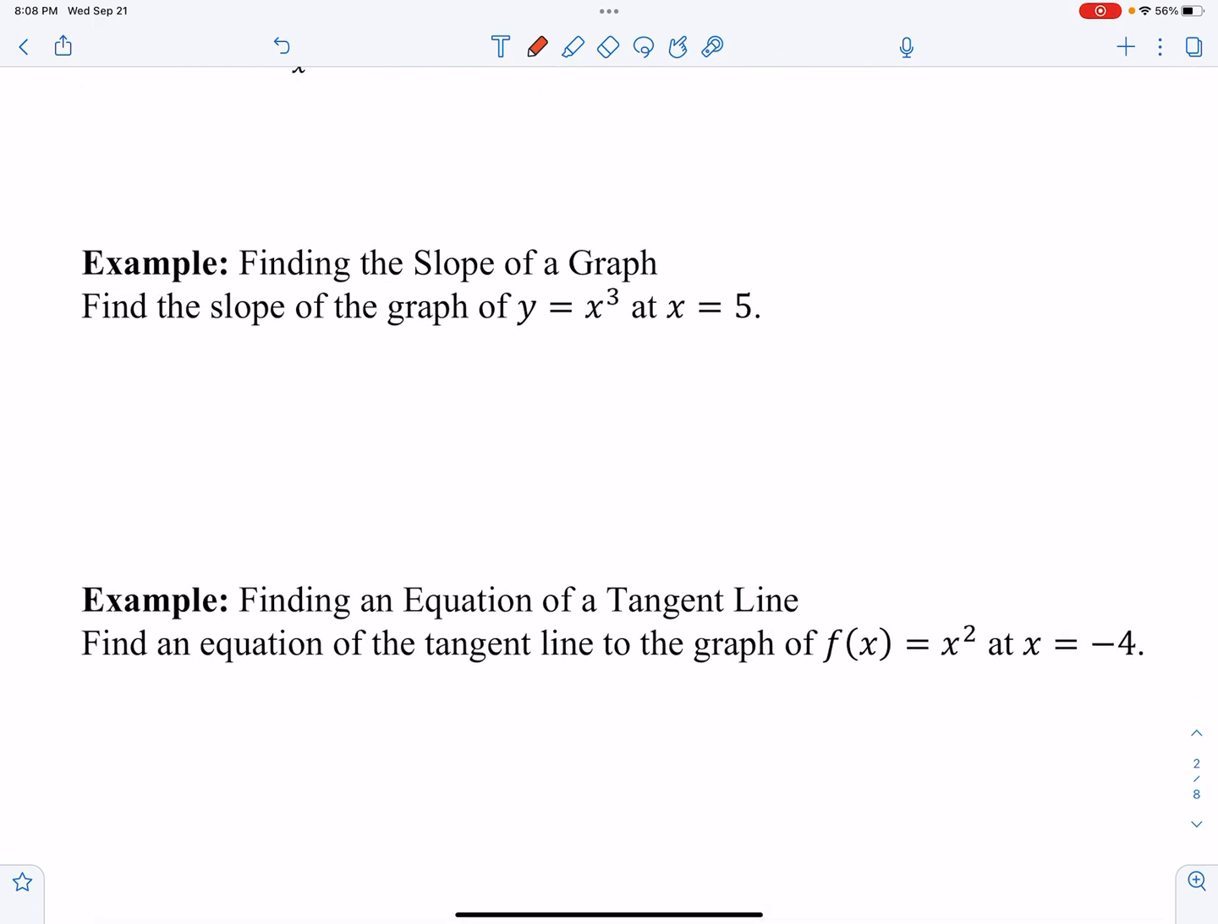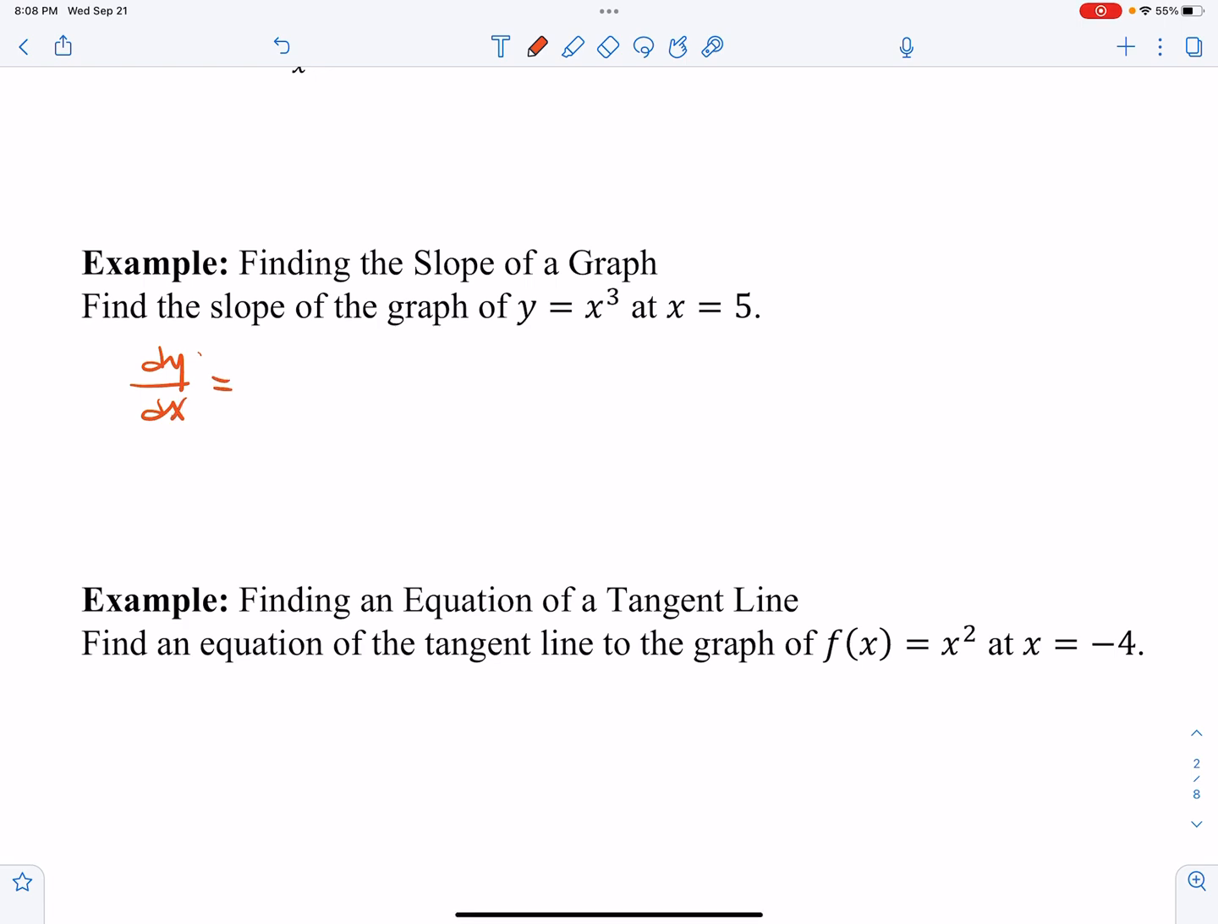So if we want to find the slope of the graph of y equals x cubed at x equals 5, well, first of all, we need the y. Oh, we don't. It's not asking for a tangent line. Sorry, it's just asking for the slope. So we need the derivative, right? The derivative is our formula for calculating the slope of the tangent lines in the graph. And the slope of the tangent lines we use as the slope of the graph. So we need dy/dx.